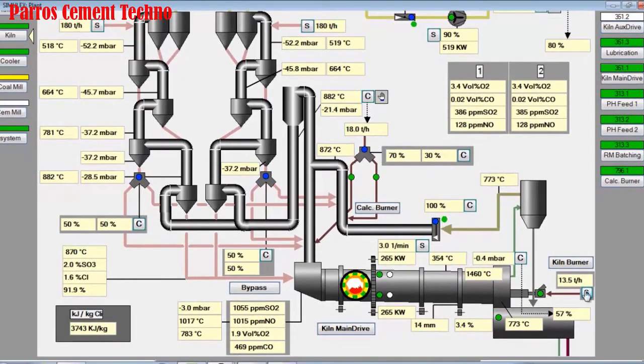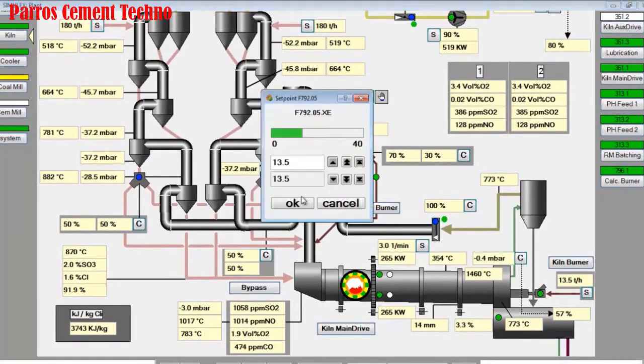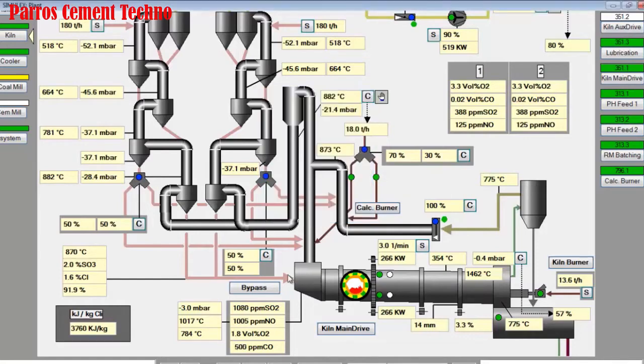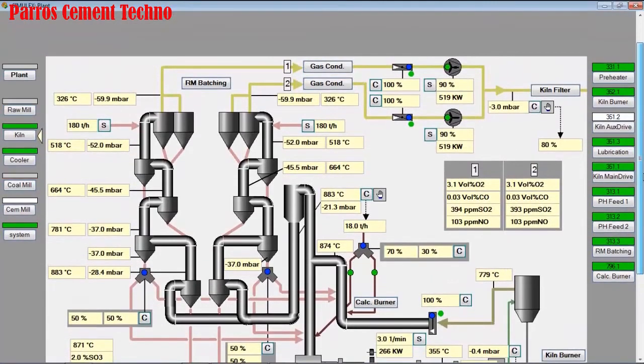We optimize the kiln operation by increasing the fuel consumption in the main burner from 13.5 tons per hour to 14 tons per hour. Then we observe O2 in the kiln inlet. If O2 goes down and CO goes up, we can add air from the cooler or increase the ID fan preheater speed. What happened at the coal mill?